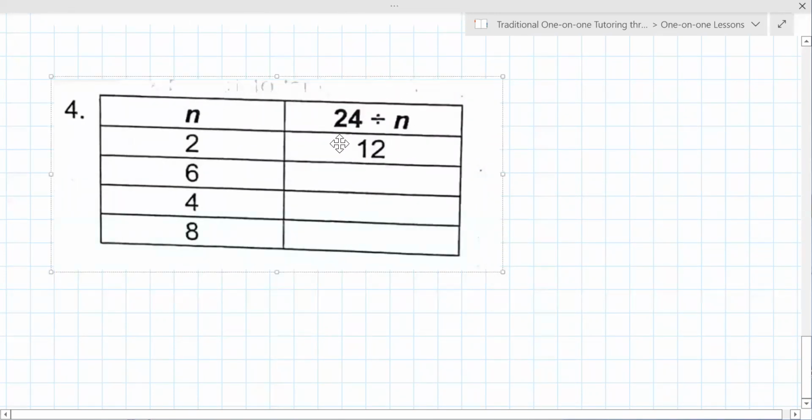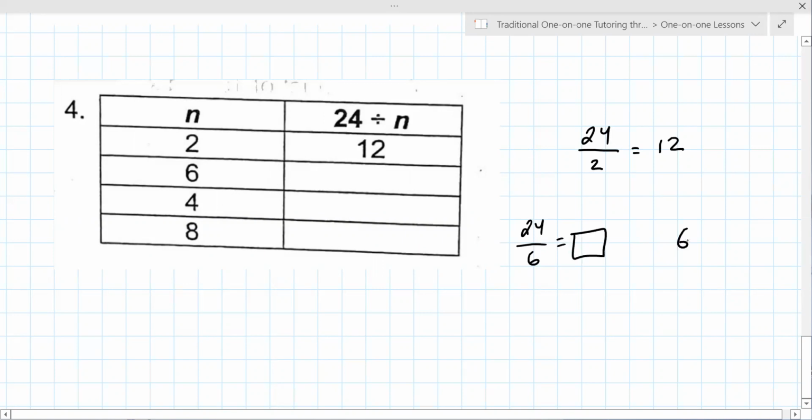Okay, so could you read this on the right out loud? Like, what is the math operation going on here? You're dividing 24 by n. Divided by n. So for the first one, this 12 is really 24 over 2, which is 12. So for the next one, it's 24 over 6. And again, the other way you can think of this is 6 times some number equals 24.